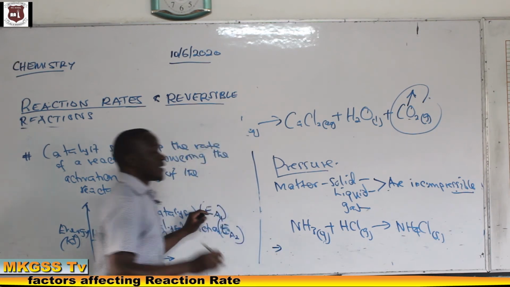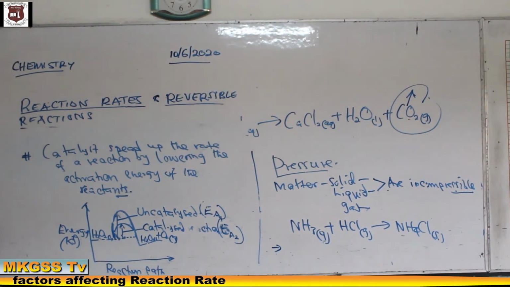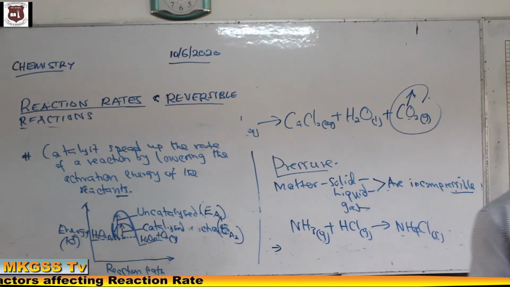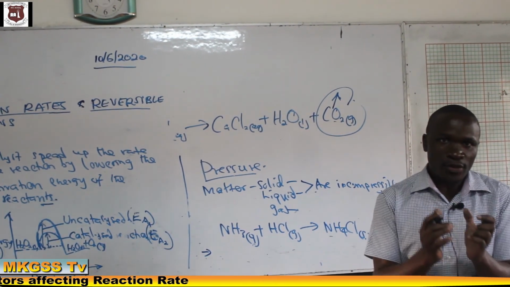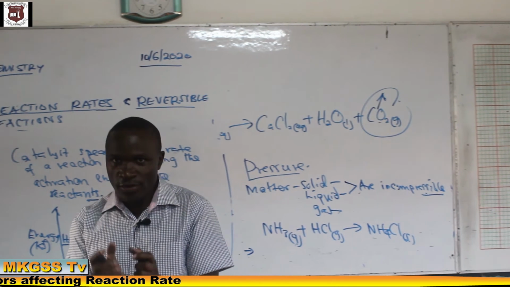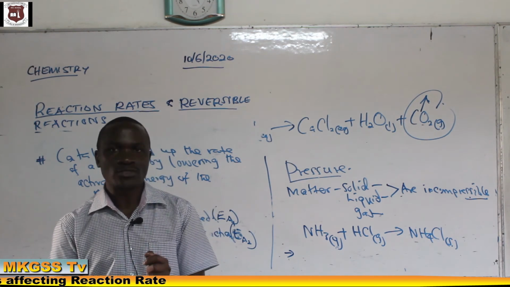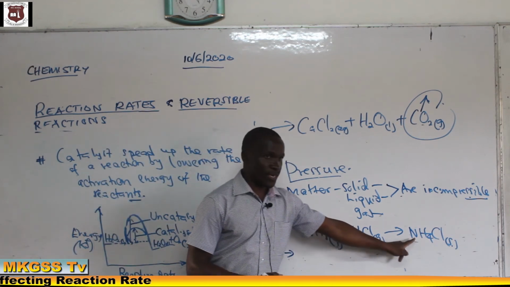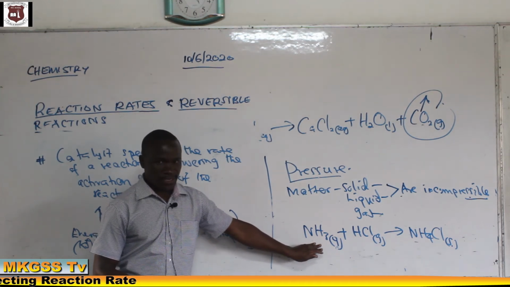The answer is that an increase in pressure increases the rate of reaction involving gases. What pressure does is that it makes the reacting particles to be squeezed closer together. Because of that, the frequency of collision of the reacting particles increases. That is what causes increased rate of reaction, leading to formation of products. So that is how pressure affects the reaction rate.